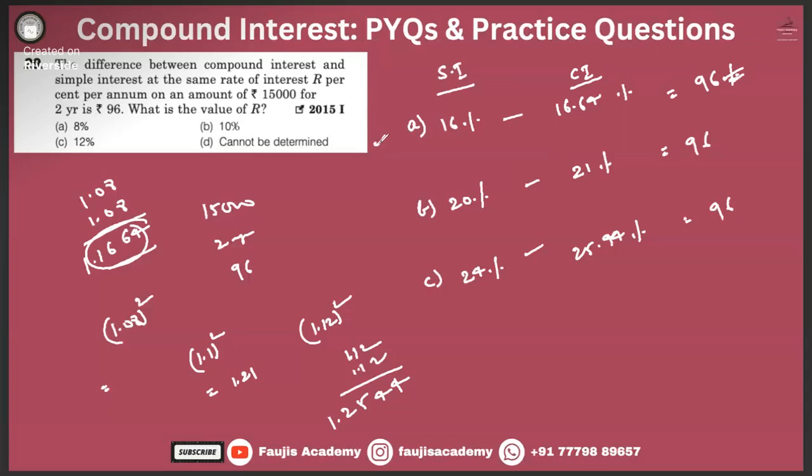Let's try to solve one. The difference is 0.64 percentage. How much is 15,000 into 0.64 percentage divided by 100? Or why can't we just find 96 is how much percent of 15,000, we can find the difference. It will be a single step.